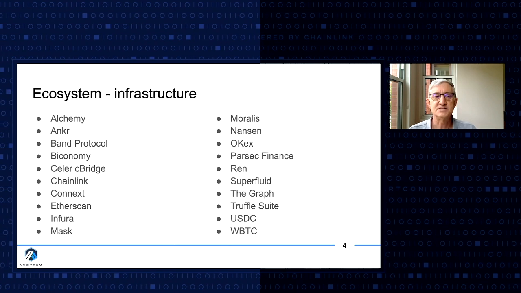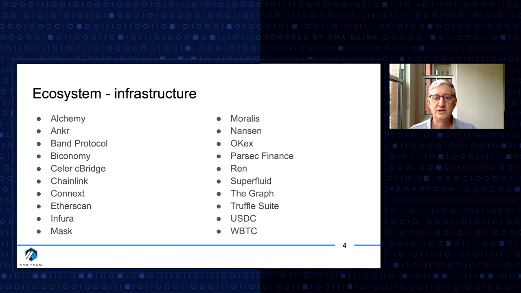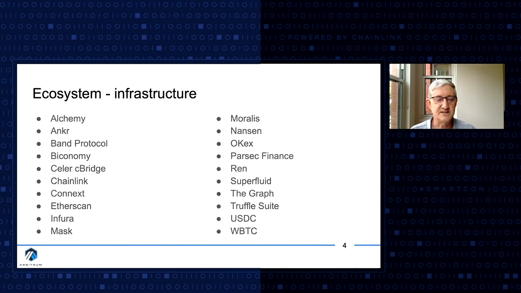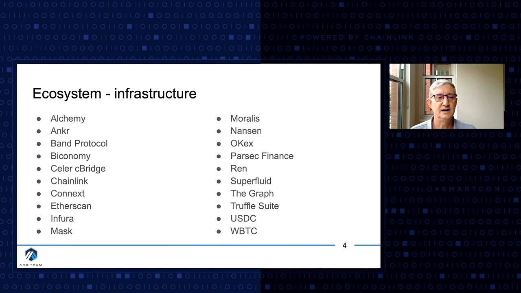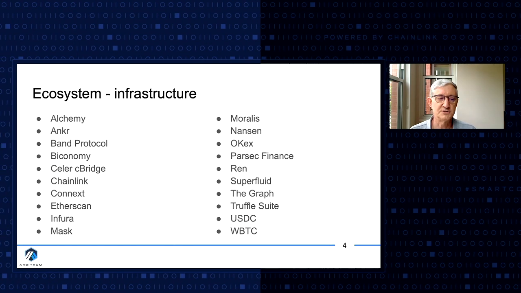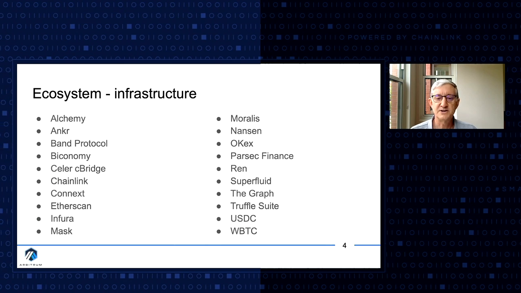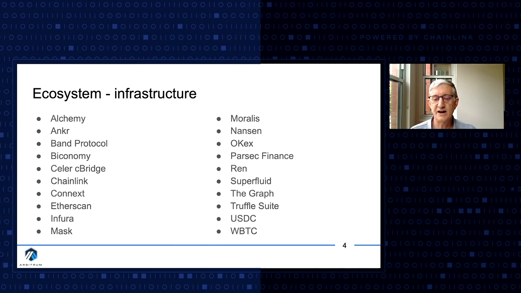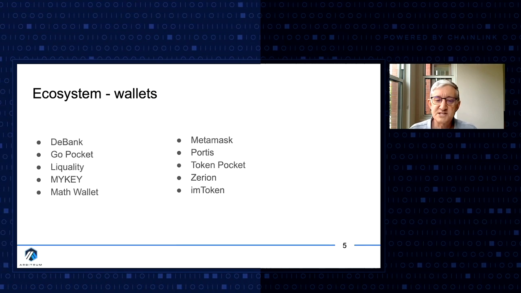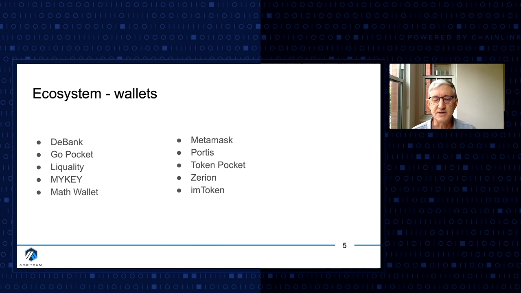Here's a list of teams that have publicly announced that they are on Arbitrum One. So in the infrastructure category, you have at least these, and you can find your favorite infrastructure company on this list. But what you see is, of course, major Oracle providers like Chainlink. You see node providers like Alchemy and Infura. You see things like the Graph and Truffle and USDC, and so on and so on. Among wallets, these are the 10 that have announced participation at this point. And again, you see major players here.